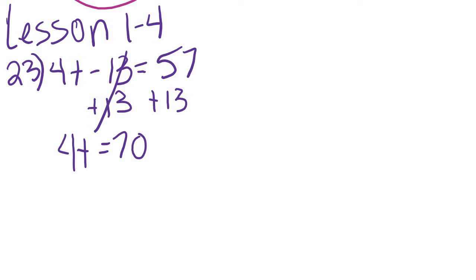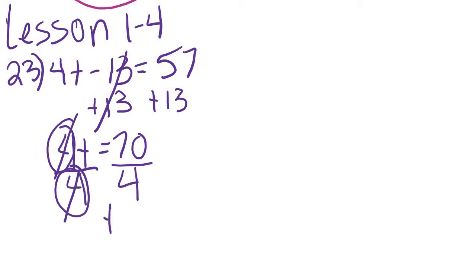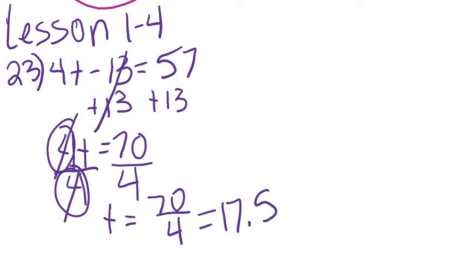Alright, so now t is still not by himself. He's still hanging out with that 4 there. So we gotta get rid of him. He's hanging out with that 4 using super special multiplication. The only way to undo that is super special division. So I'm gonna divide by 4, and what I do to one side of the equal, I have to do to the other. So I have a 4 here, a 4 here. They're gonna cancel. I have t is equal to 70 over 4. With a little bit of calculator magic is 17.5.